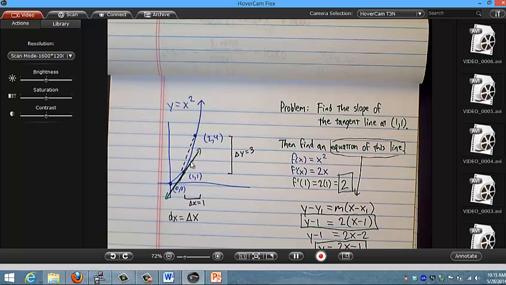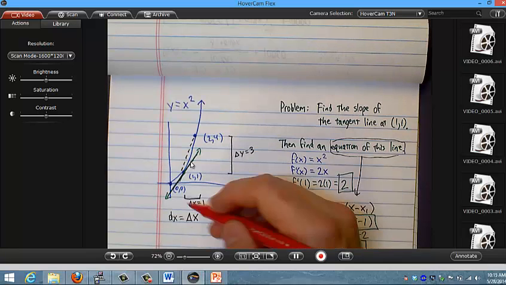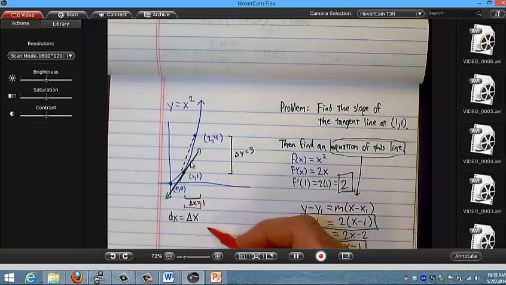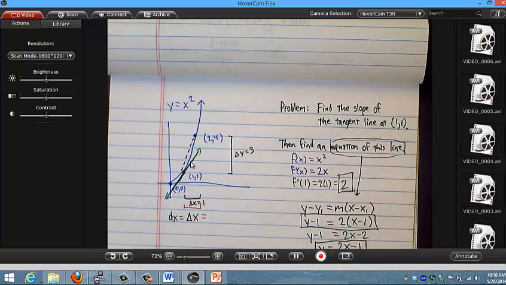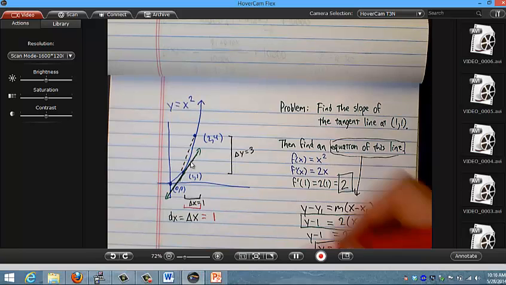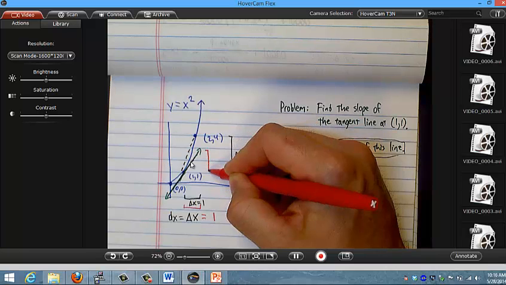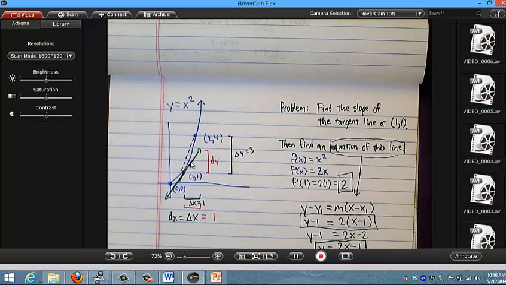Okay. Well, now what I want to do is talk about the differential. So dx is the same as delta x, right? So that's 1 in my example. But I said dy is not the same as delta y. Let me show you what dy is. This is dy. The differential dy would be, how much would the y change if instead of moving along the curve, you moved along the tangent line? You see how it's different?